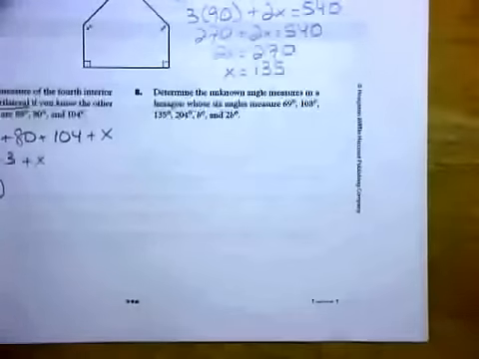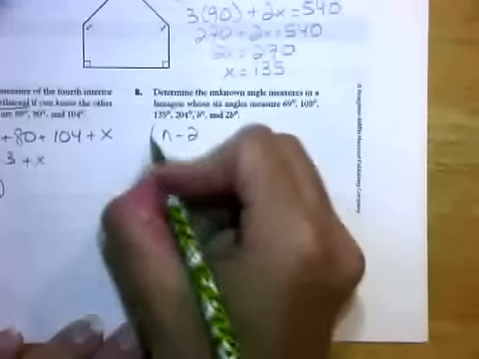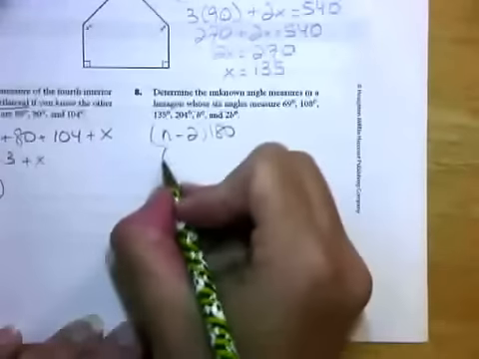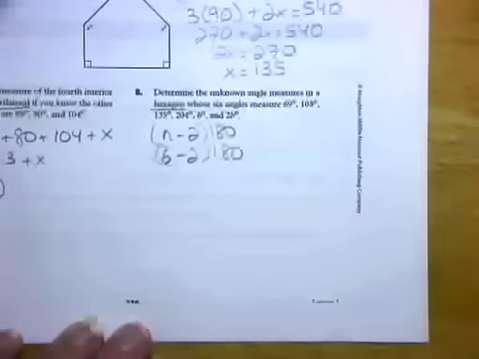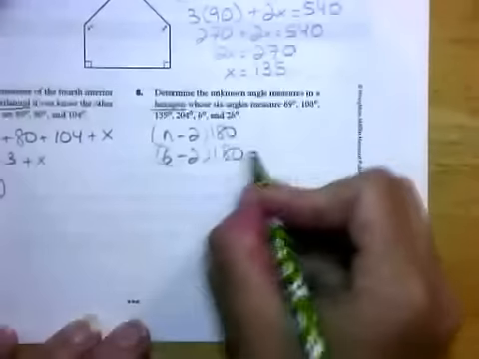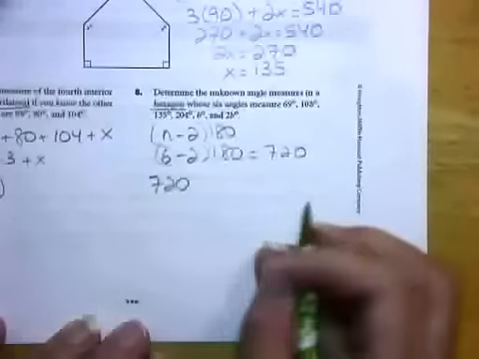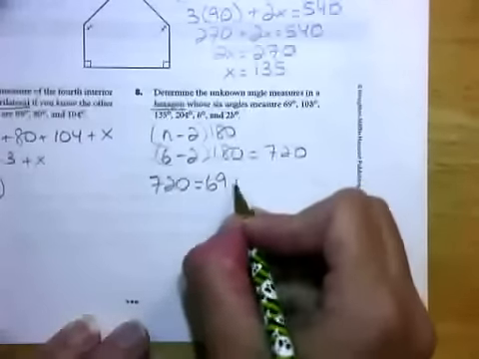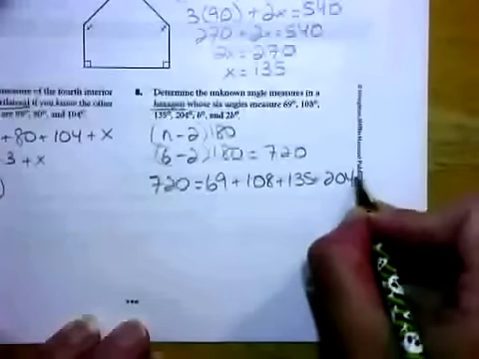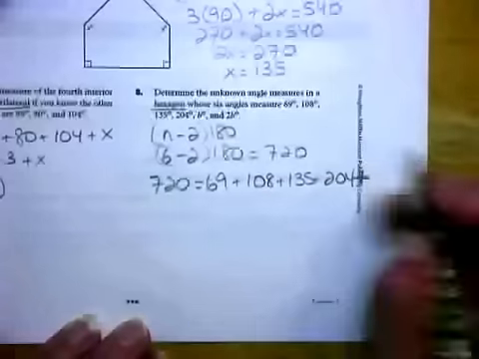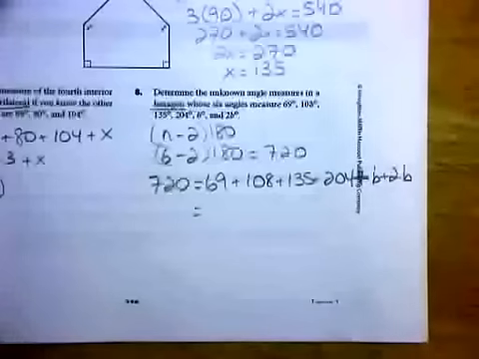Similar idea in this example. You may eventually memorize what the angles of a hexagon add up to, but you might not be there yet, so let's start with the formula. I'm plugging in 6 for n because this is a hexagon, and hexagons have 6 sides. And this is 4 times 180, which is 720. So I know that 720 has to equal 69 plus 108 plus 135 plus 204 plus b plus 2b. So let's simplify our equation.